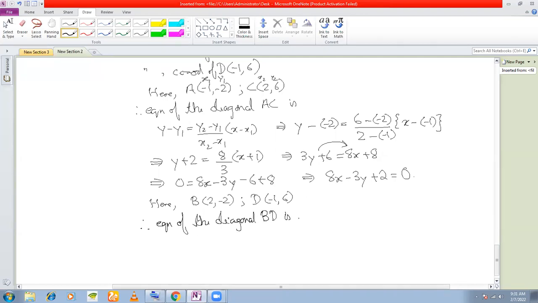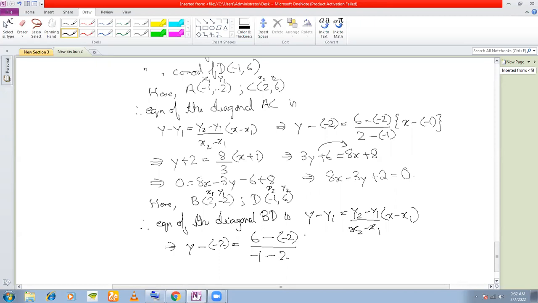is again the 2-point form: y minus y1 equals (y2 minus y1) by (x2 minus x1) into (x minus x1). Consider this as your x1, y1, this as your x2, y2, right? So you get y minus y1, which is -2, equals y2, which is 6, minus y1, which is -2, divided by x2, which is -1, minus x1, which is 2, into x minus x1, which is 2, right?